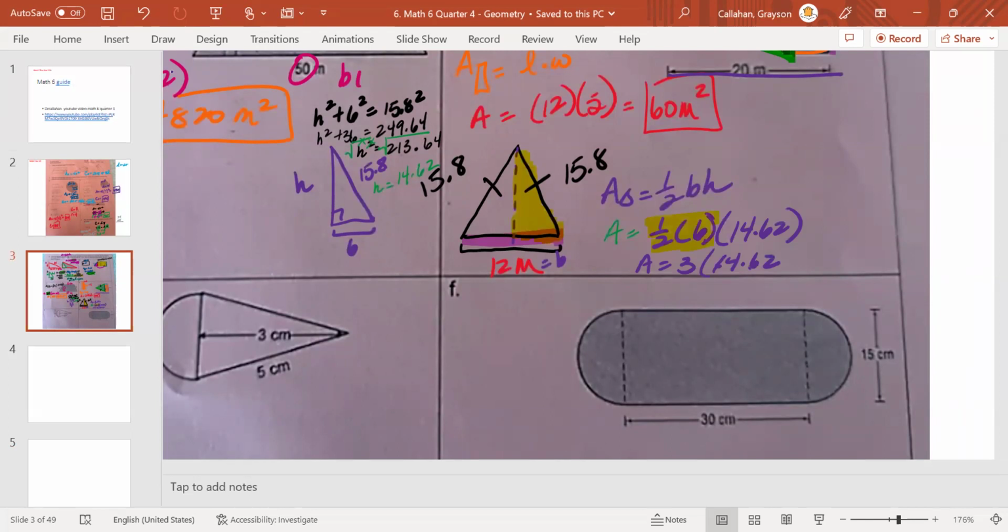Go ahead. What does that give me? What's 3 times 14.62? That doesn't look right. 3 times 14.62? And the unit is meters squared.